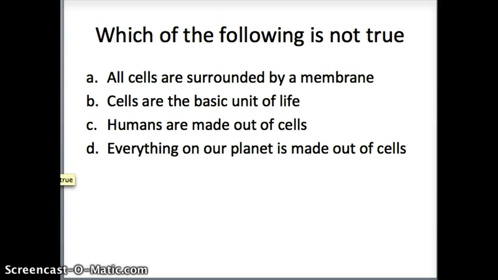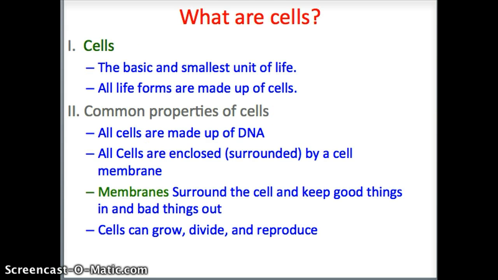Some more questions. Which of the following is not true? A. Cells are surrounded by a membrane. B. Cells are the basic unit of life. C. Humans are made out of cells. D. Everything on our planet is made out of cells. Looking at A, all cells are surrounded by a membrane. That's true. We just saw that in this slide. All cells are surrounded by a cell membrane.